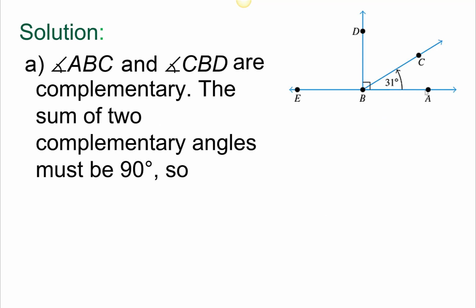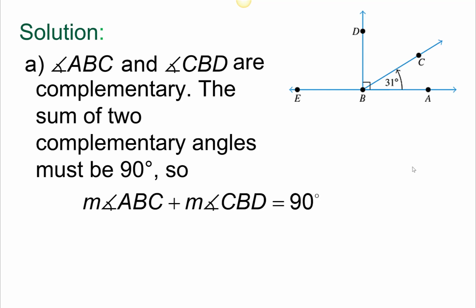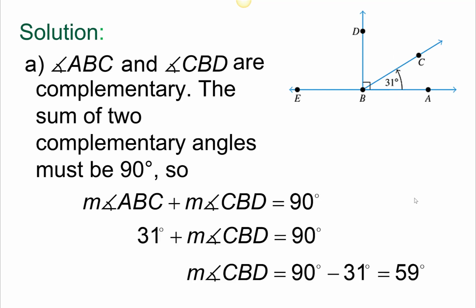So we know again that angle ABC and angle CBD are complementary, and those angles sum to 90, so we can write an equation. The measure of this angle plus this angle is 90, and we know the measure of the first angle is 31 degrees. Subtract 31 from both sides, and we get the measure of angle CBD is 59 degrees.